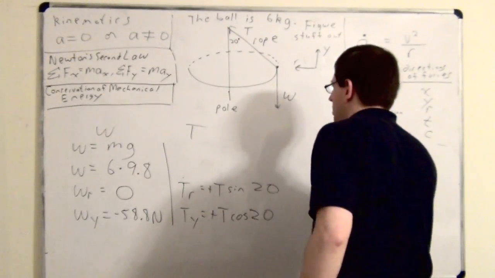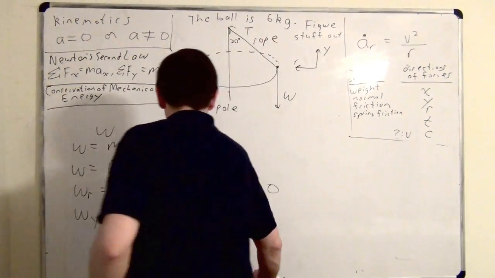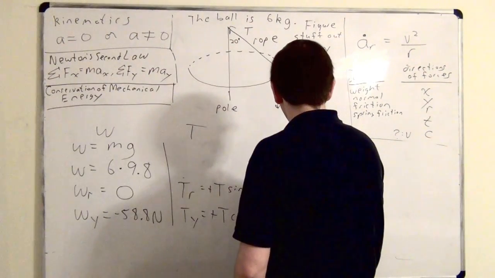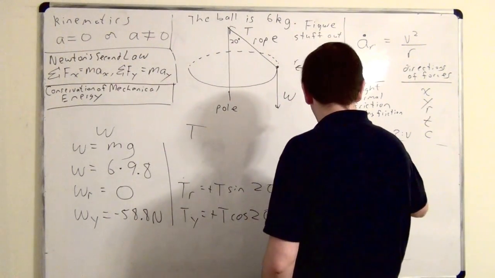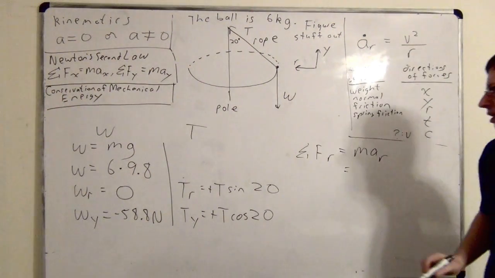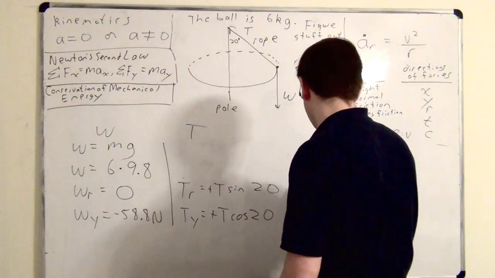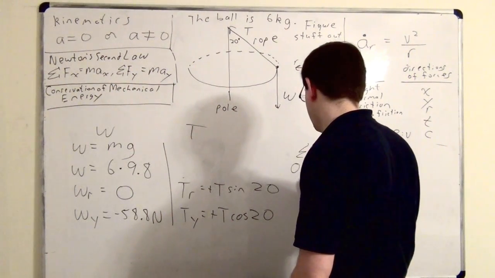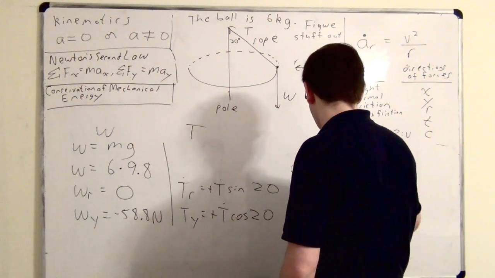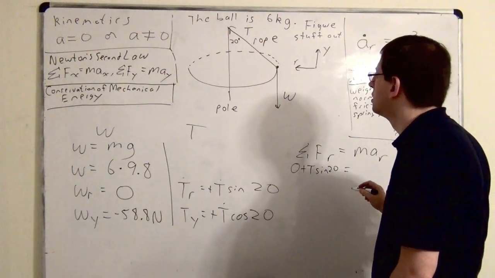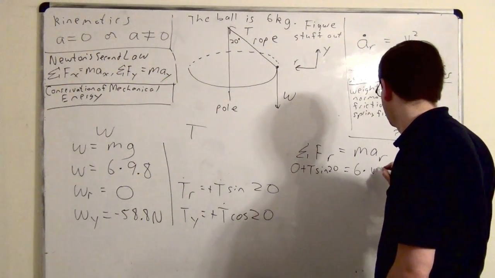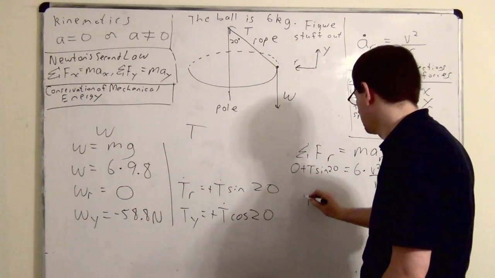What can we do now? Now we can use the F of R equation. What would we plug in here? We would have 0 plus positive sine of 20 times T equals 6 times v squared over r. v squared over r. There you go.